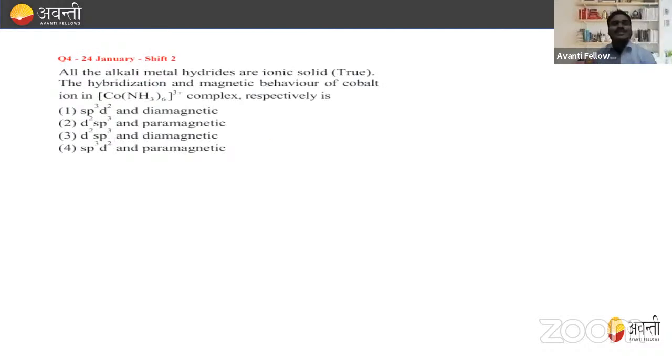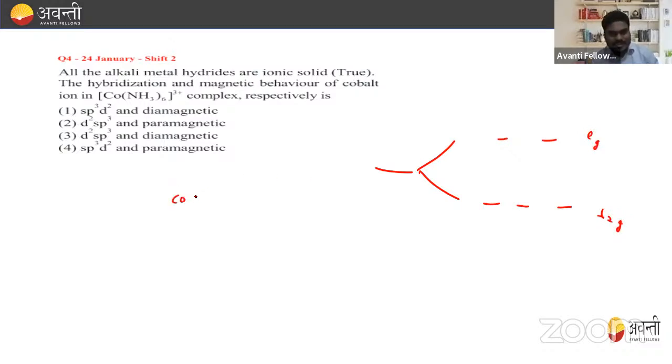All the alkyl metal hydrides are ionic solids. Now, the hybridization and the magnetic behavior of the cobalt ion in the [Co(NH3)6]3+ complex, respectively, are... You have to identify the hybridization and magnetic behavior. So this is the case of what? Octahedral. In the case of octahedral, we have a splitting into T2g and Eg. Now, cobalt and NH3.